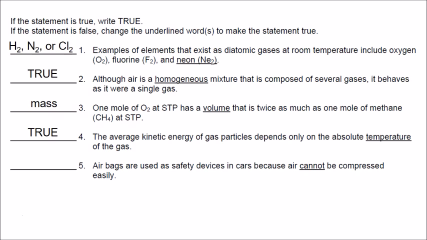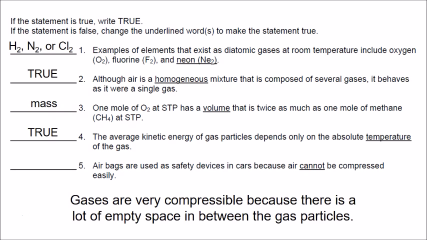Number 5, airbags are used as safety devices because air cannot be compressed easily. Well, gases, in general, are very compressible because there is a lot of empty space between the gas particles. So let's change the underlined word to can.